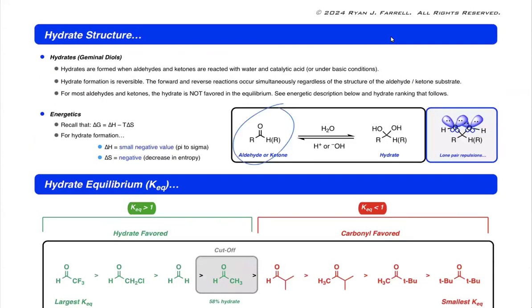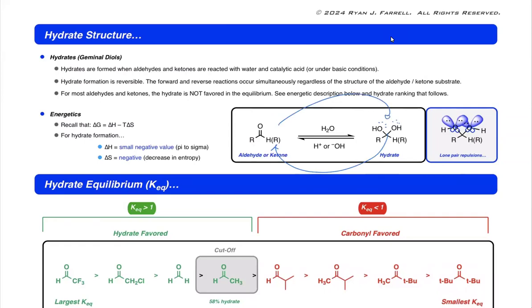So when we react an aldehyde or ketone with water and acid or water and base, we're going to generate a hydrate structure. During hydrate formation, the delta H is negative, but it is a pretty small number. What contributes to that delta H being pretty small is the fact that we have these lone pair repulsions. Each of those oxygens has two lone pairs, and remember, those lone pairs occupy physical space. It's the clashing of those lone pairs with one another, having electronic repulsions, that would destabilize the tetrahedral structure here. We could reduce those lone pair repulsions if we reform the carbonyl.